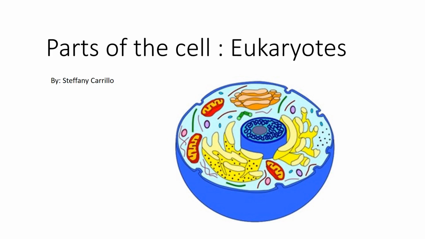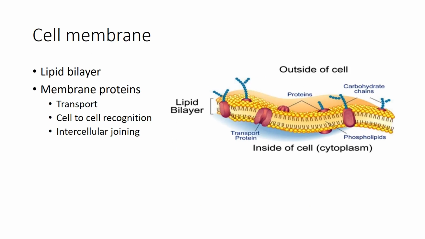Parts of the cell. Today I will be talking about the eukaryotic cell. The cell membrane is composed of a lipid bilayer that has hydrophilic heads and hydrophobic tails that form a semi-permeable barrier. Membrane proteins are transport proteins that are used as tunnels to get through the membrane.